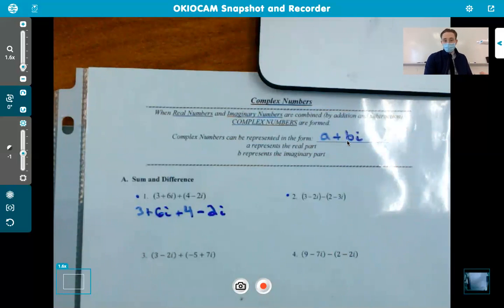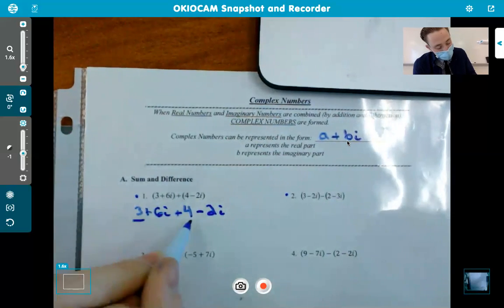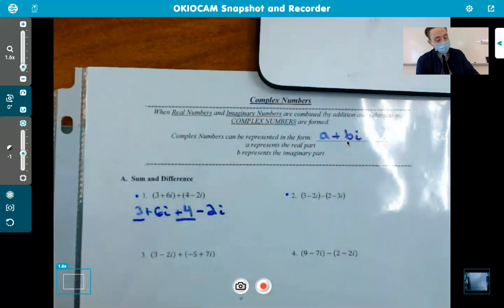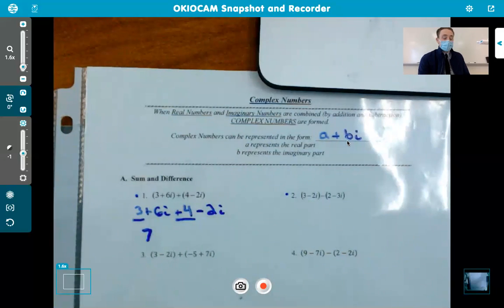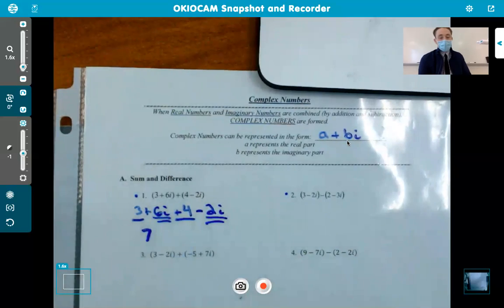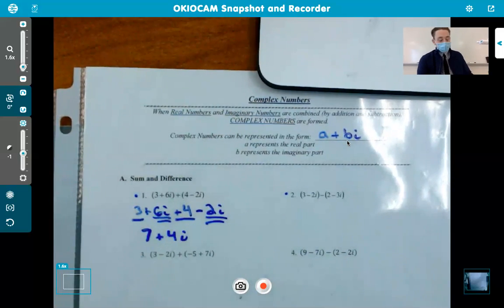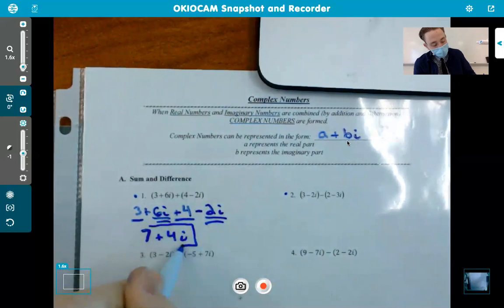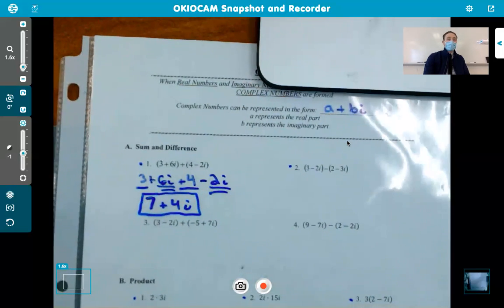So if I'm going through here and I'm adding or subtracting, I know that I can combine the 3 and the 4. That's going to give me 7 because it's 3 plus 4. And then I can combine my imaginary numbers, 6i and negative 2i. And what's that going to give me? 4i. And then 7 plus 4i is going to be my solution when I add those two complex numbers.